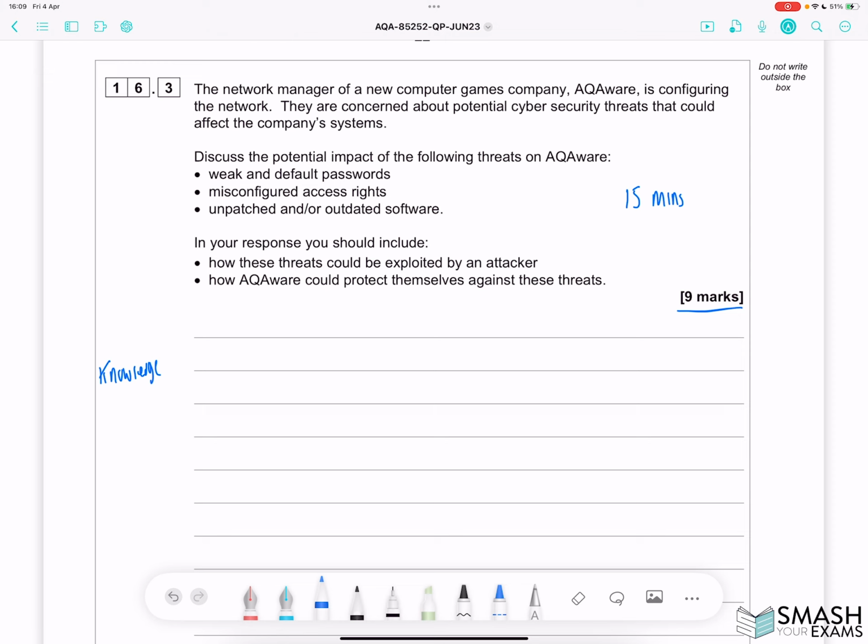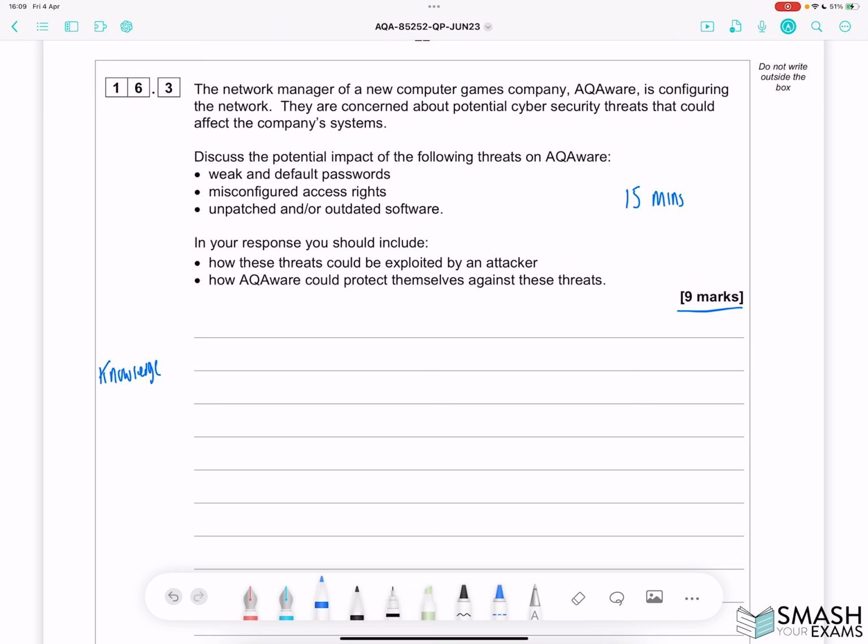Unpatched or outdated software. Again, that kind of speaks for itself, doesn't it? If the software is unpatched, we've seen this happen in the real world, then it becomes vulnerable to hackers. Hackers can exploit those known weaknesses, find a backdoor into the network, and can bring it down. We've seen that happen in hospitals. We've seen it happen in airports and things. It happens quite frequently, more than it should, in fact. And it's about being able to say these different things. It tells us in our response we need to say how these threats can be exploited, which I've just given you some examples of, and how they could protect against them.